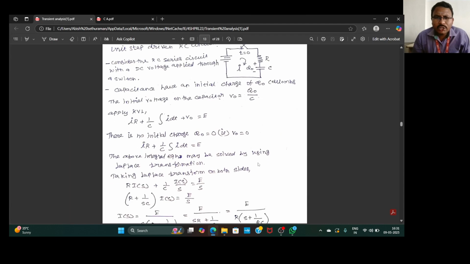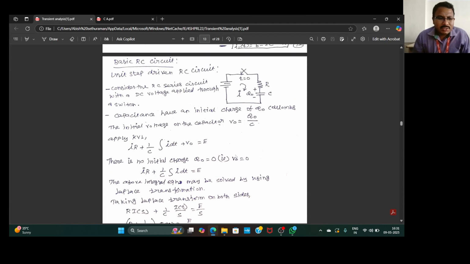Next, we are going to see the basic RC circuit. In this RC circuit diagram, the resistor and capacitor are connected in series. That is a unit step driven RC circuit. This is the circuit diagram. Consider the RC series circuit with DC voltage applied through a switch.